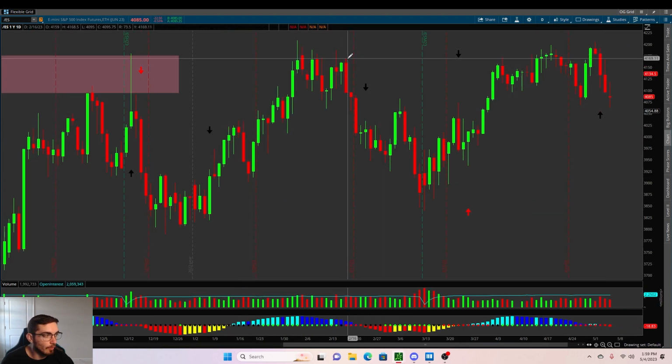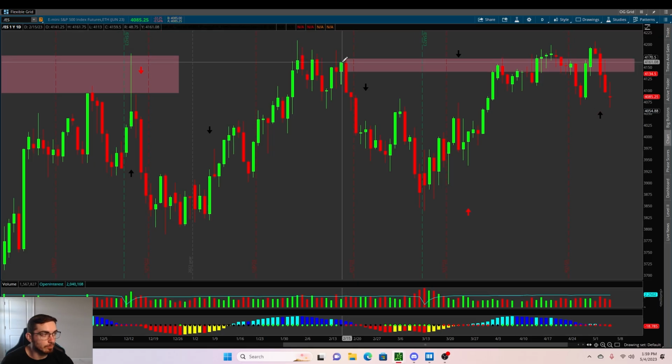Now we also have another example of demand right here. So I'll take the high of this red candle because it broke above the high of the green candle to the open of the green candle, and then I would project it to the right. This would let me know that this is potential supply. So therefore I would want to look for rejects.